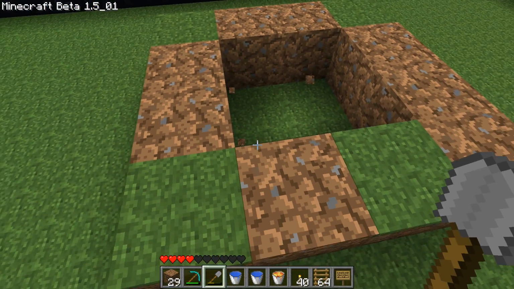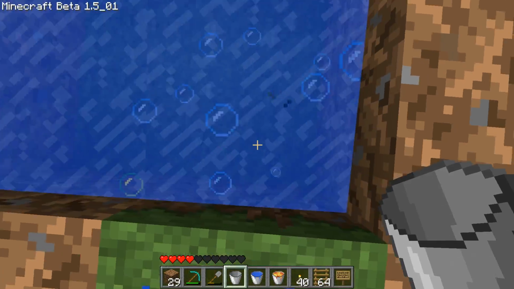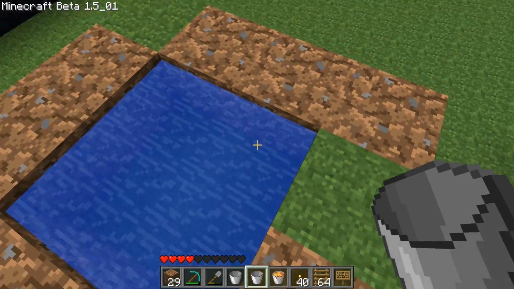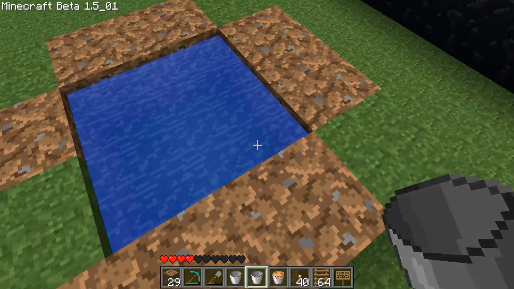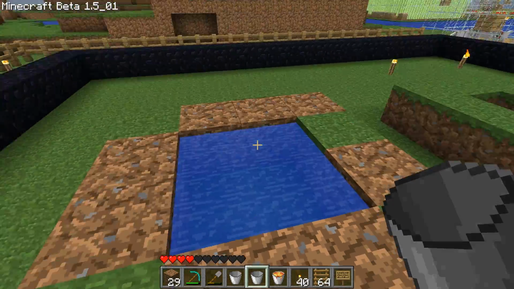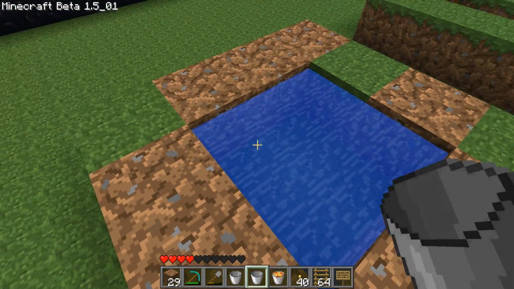For example, if I put this water here, these are all flow blocks. And if I place another water block here, it forms another spring, and then those two springs have enough power to form two other springs in the other corners. Now, this is a very useful item here, an infinite source of water. It's kind of like a well.